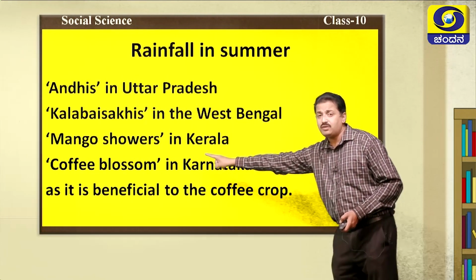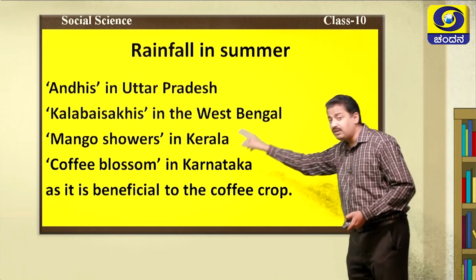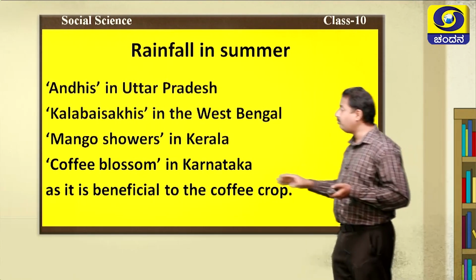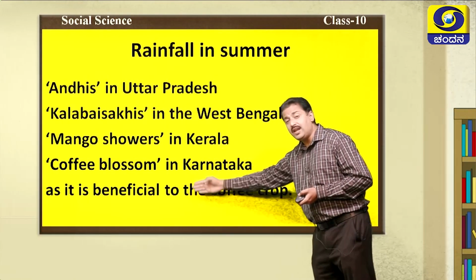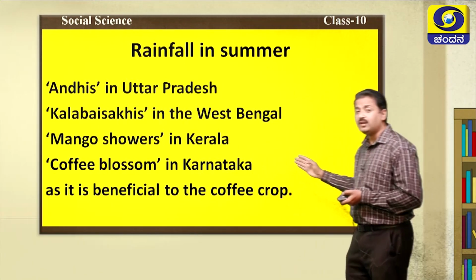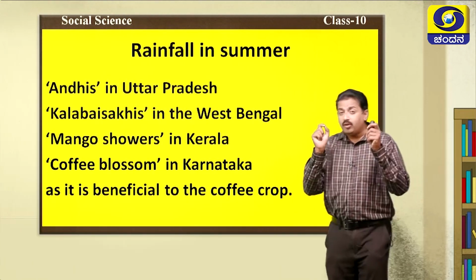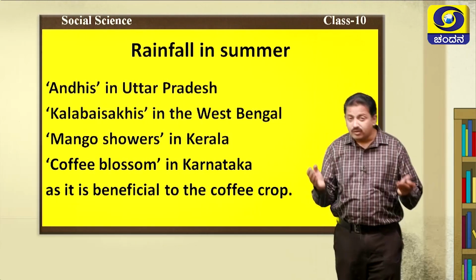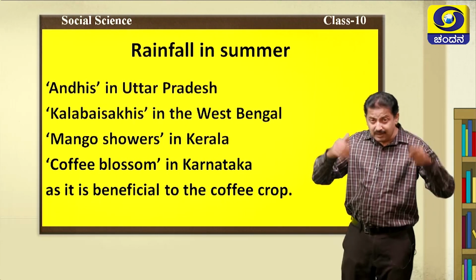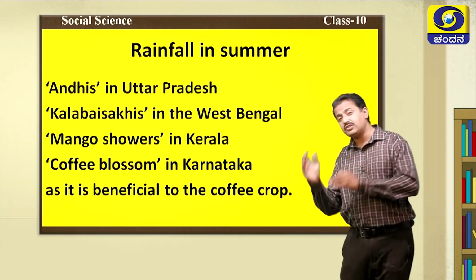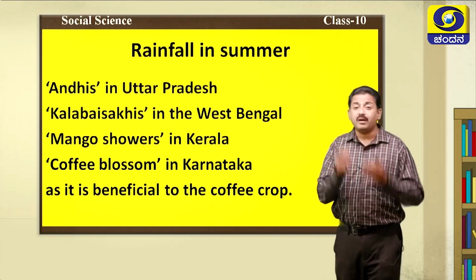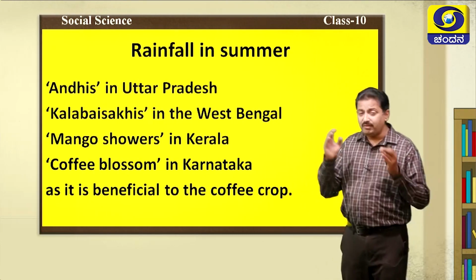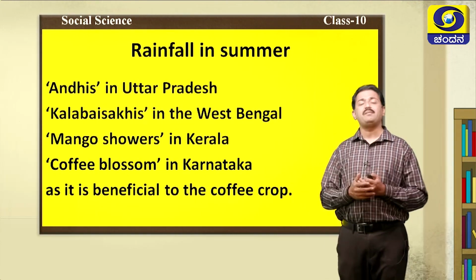Likewise, mango showers, it is the name given to the convectional rainfall in Kerala, that is in the month of April and May. Likewise, coffee blossom, it is the name given to convectional rainfall in Karnataka, right. In Kerala, it is called mango shower because it is beneficial to the cultivation of mango. Similarly, in Karnataka, the convectional rainfall is called coffee blossoms because it is beneficial to the growth of coffee crop. So, these are very important information from the examination point of view.